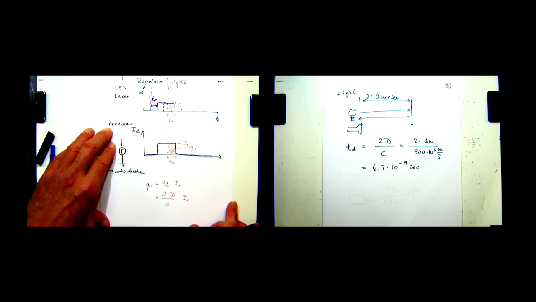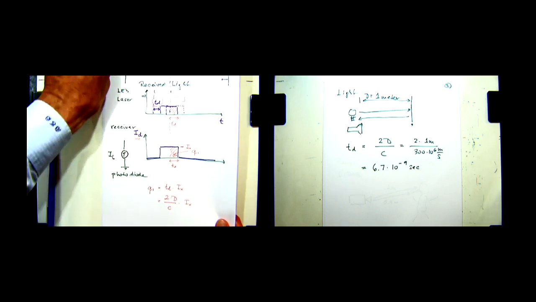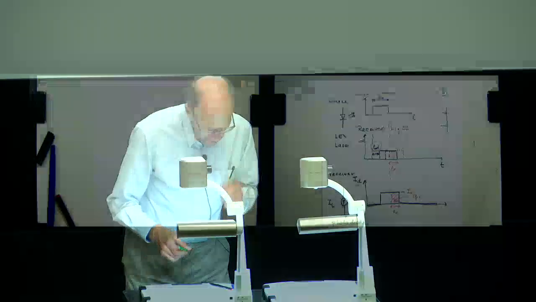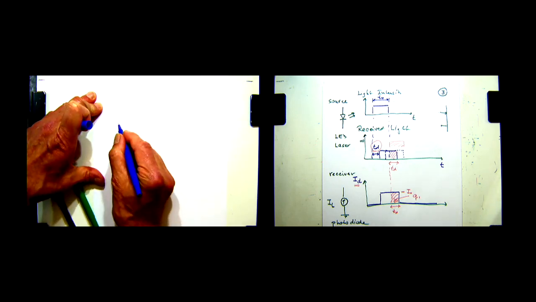So, how could we measure this charge, Q1? Do you know of an electronic circuit that can measure charge? Yes. Okay, perfect. So we can use a capacitor. So let's try to do this with a capacitor. So I'm going to just draw our current source, the photodiode.